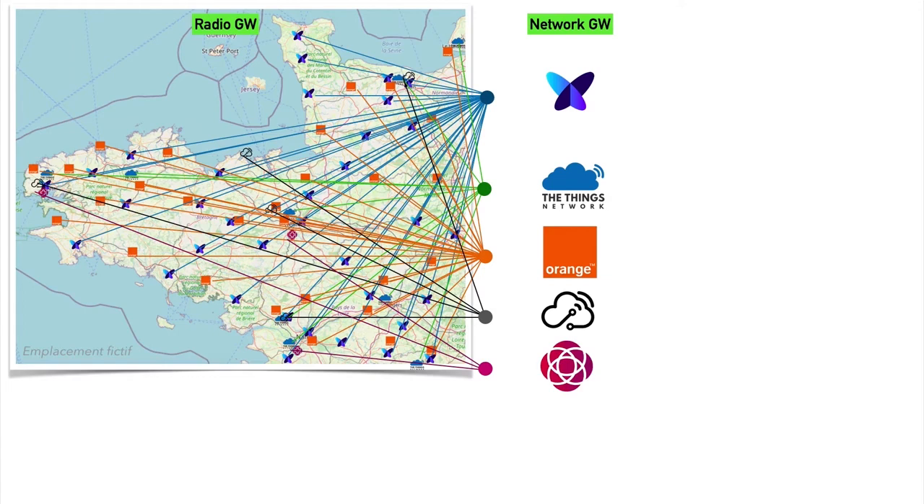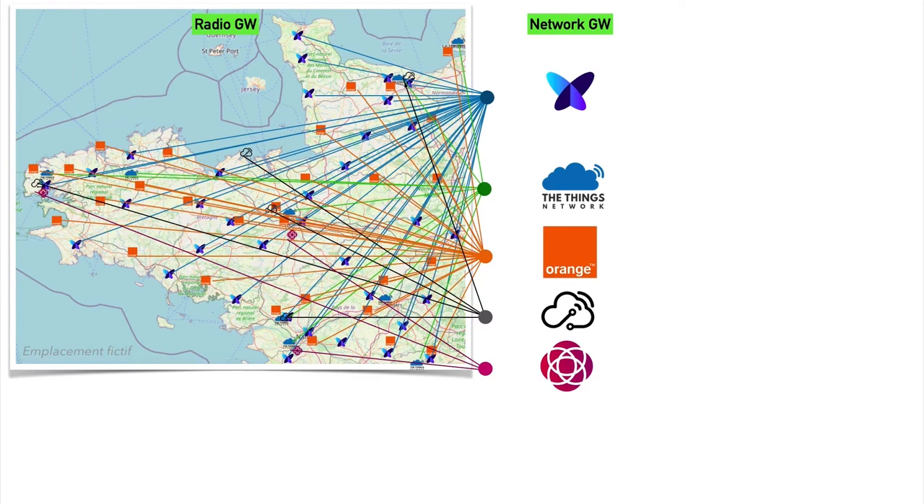Radio gateways listen to a frequency band looking for frames transmitted by objects. Thus, if a Sigfox object transmits a frame, it will only be understood by Sigfox radio gateways and sent to its network gateway. LoRaWAN radio gateways will only see noise in the Sigfox transmission, and vice versa.